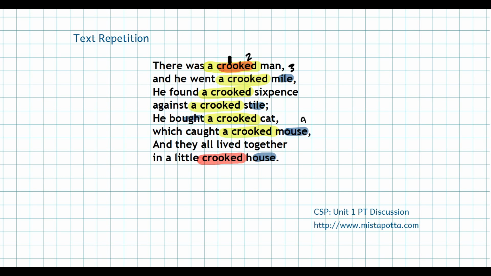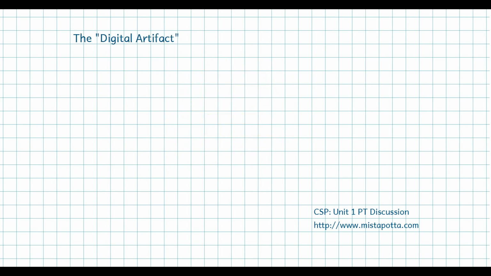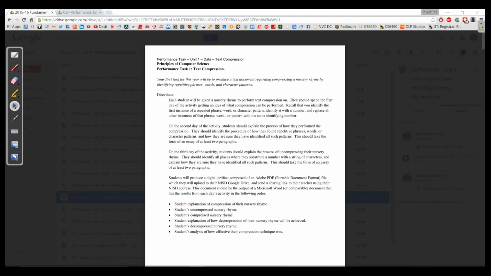But we did a whole video breaking down what we're looking for here. What we're doing here in our performance task, however, is we're going to have to produce some digital artifact that justifies this. So I'm going to go over to Google Docs. This is the document that you will receive from your teacher. This is the one that I'm handing out to my class. The one you get from your teacher may look a little different, but keep in mind we're creating a text document regarding compressing a nursery rhyme, looking for repetitive phrases, words, and character patterns.